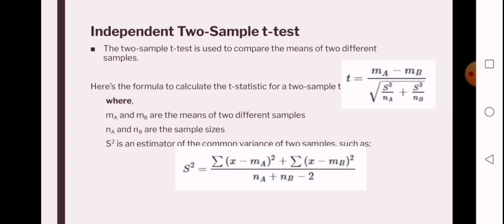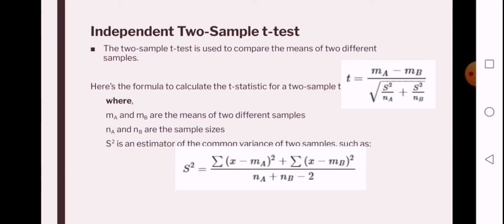Next, the independent two-sample t-test. The two-sample t-test is used to compare the means of two different samples. Let's say we want to compare the average height of the male employees to the average height of the females. Of course, the number of males and females should be equal for this comparison. This is where a two sample t-test is used.